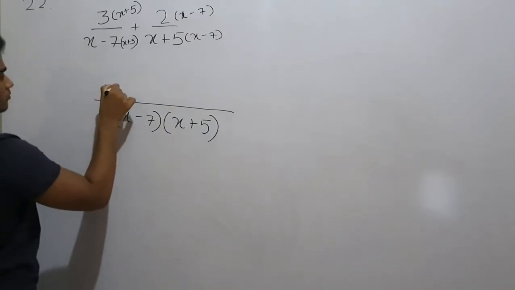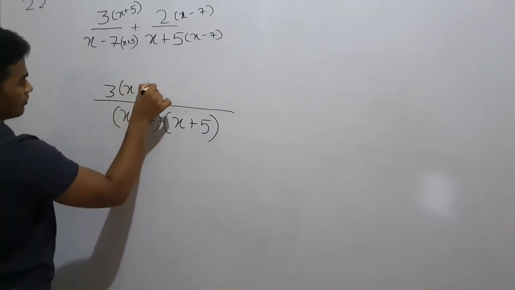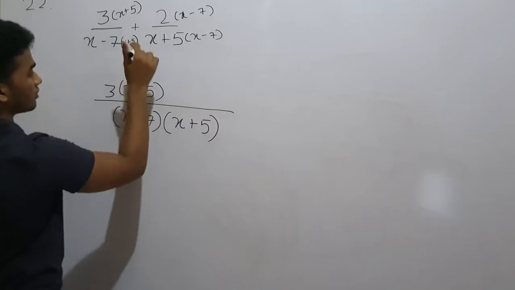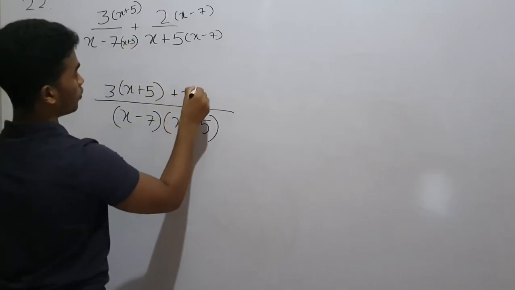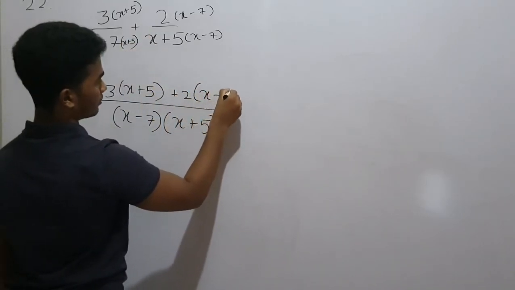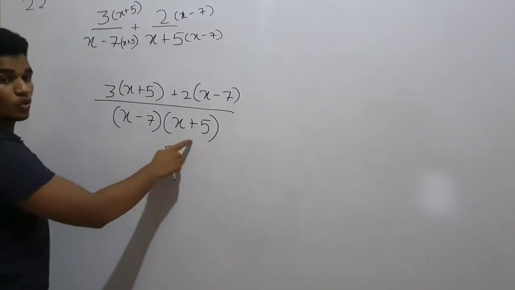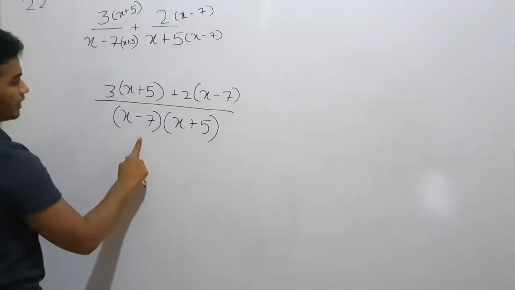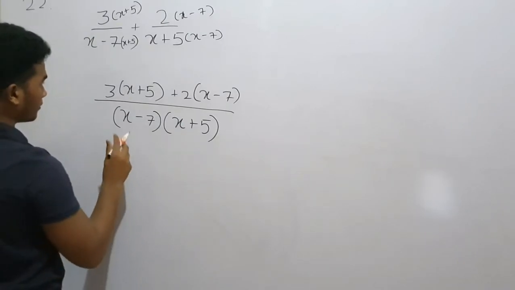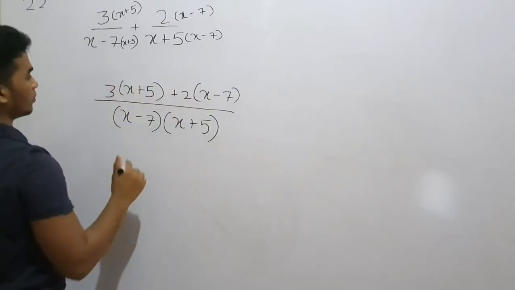So 3 times x plus 5, plus 2 into x minus 7. It is not required to open these brackets at the denominator, you can leave it like that. But you should simplify the numerator.